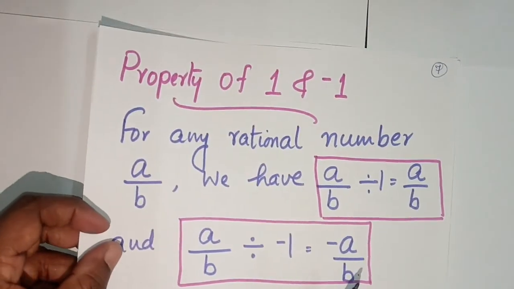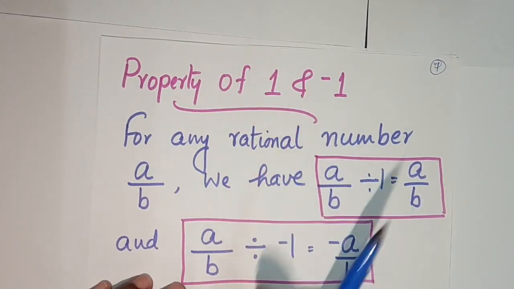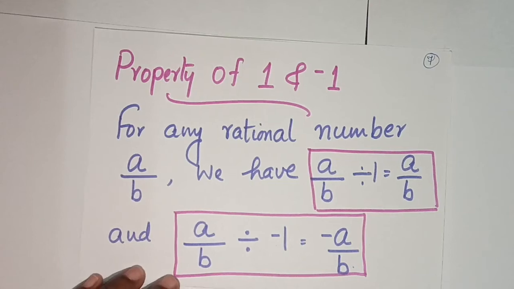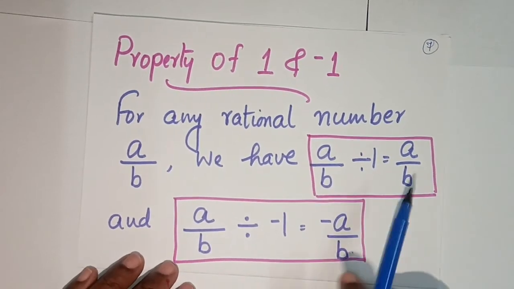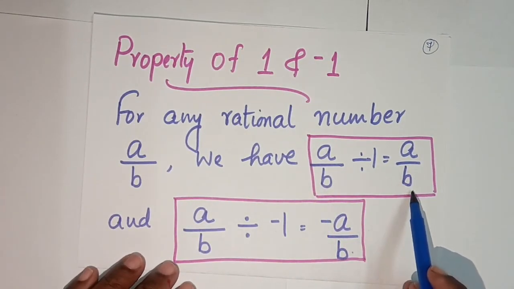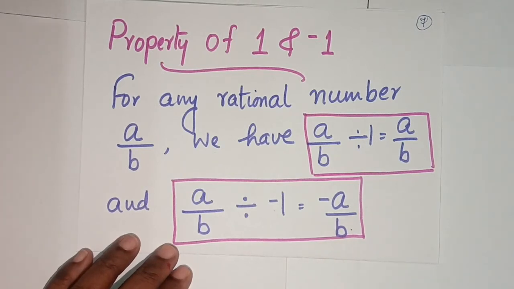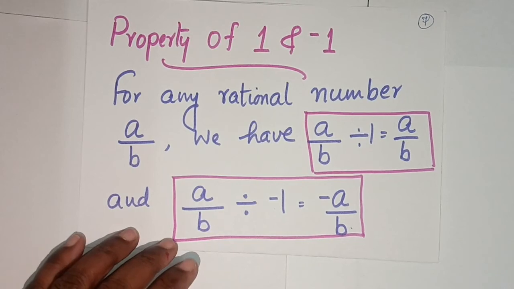Now there are some special properties of 1. Property of 1 and minus 1. When we learned the properties of multiplication, we learned that when you multiply any rational number by 1, we get the same number. Here also, when we divide any rational number by 1, we get the same rational number. In multiplication, we learned when you multiply any rational number by minus 1, we get its opposite or its additive inverse. So here also when you divide any rational number by minus 1, we get its opposite.